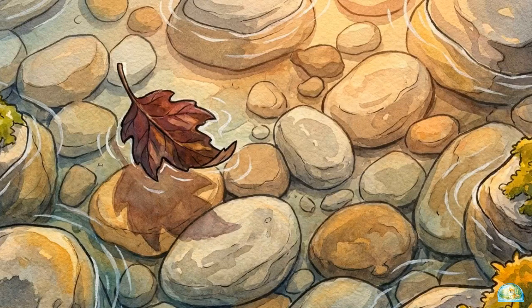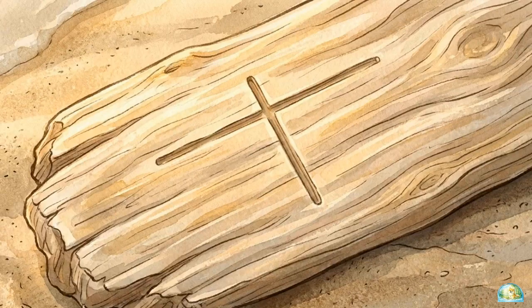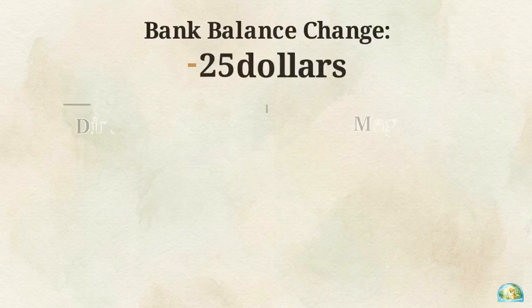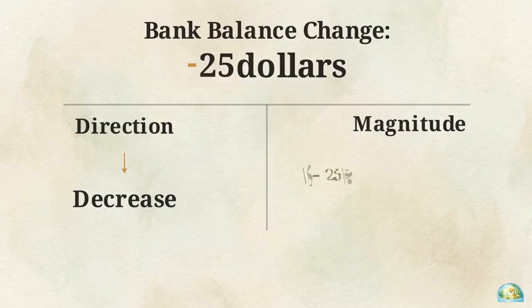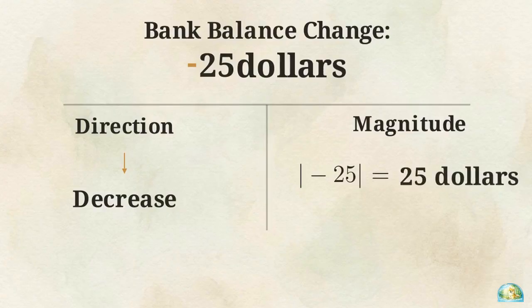This logic applies even when we aren't measuring physical steps. Imagine a bank balance change of -$25. We can use this driftwood table to see how that value functions. In finance, the negative sign acts as a directional indicator. Here, it tells us the balance is moving downward, a decrease. The absolute value tells us the size of that change, regardless of the direction. The absolute value of -25 is $25.